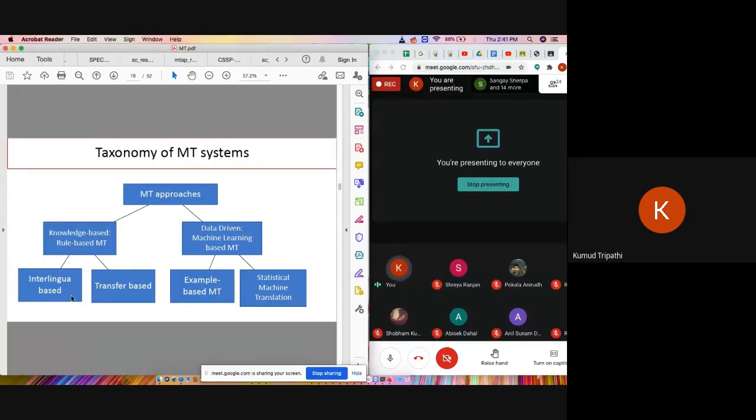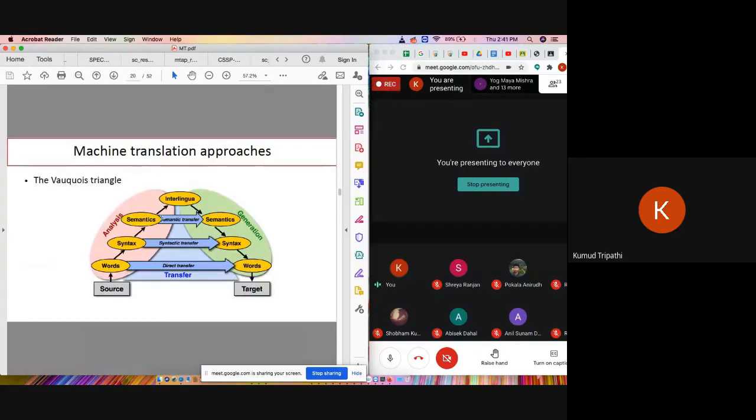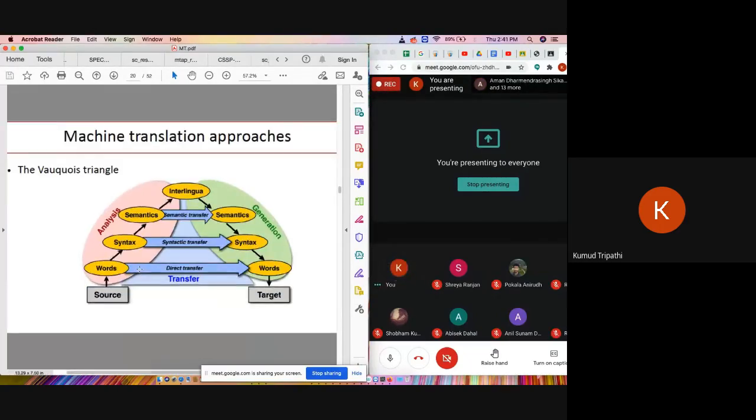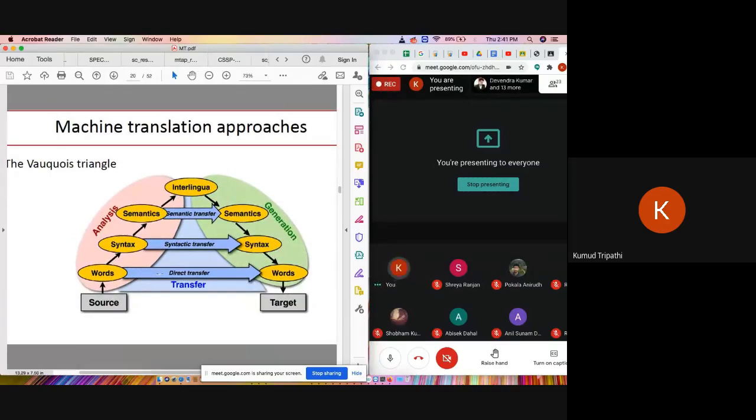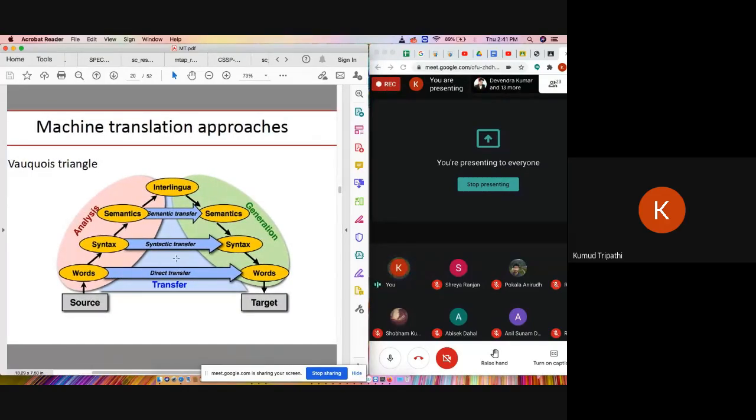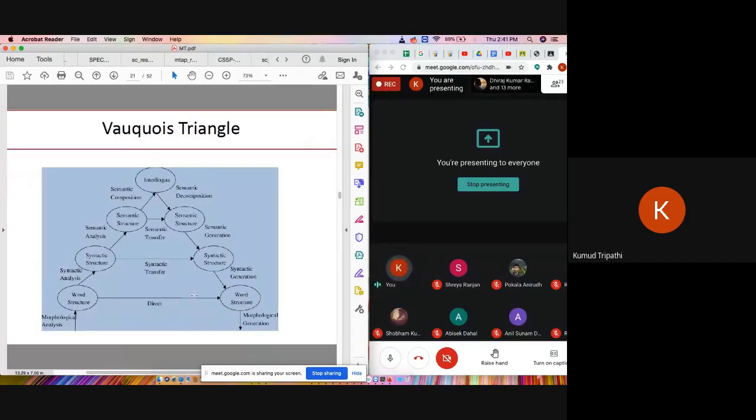Nowadays these two techniques are outdated. These techniques are not used at all. But I'm giving you a brief introduction to these techniques so that you will be aware of what the problem was in them and how the machine learning based techniques evolved. Now these machine learning based approaches can be understood using this Vauquois triangle. It is in the form of a triangle, as you can see here.